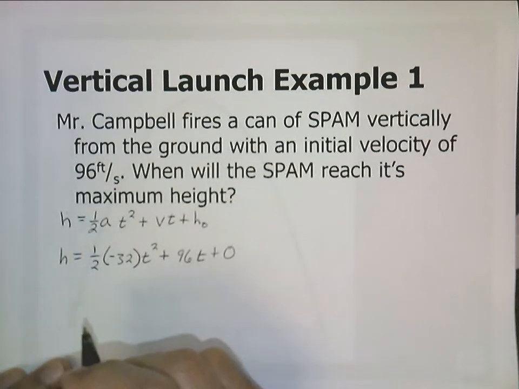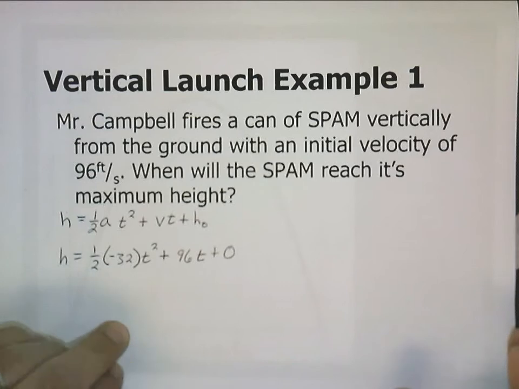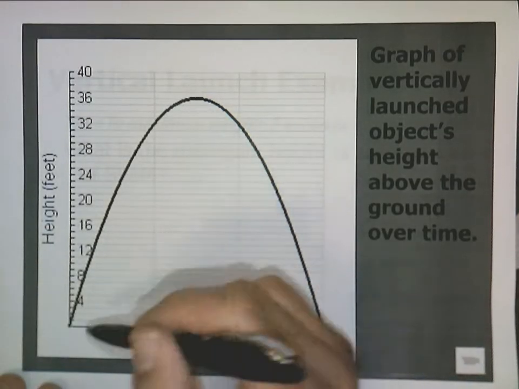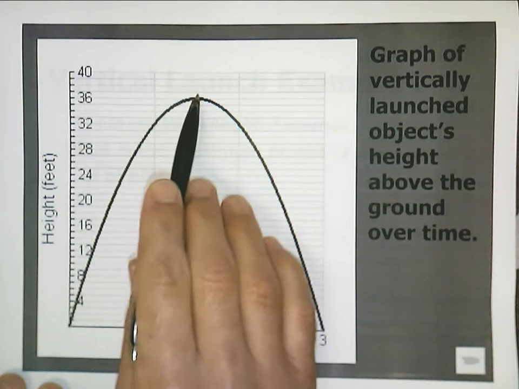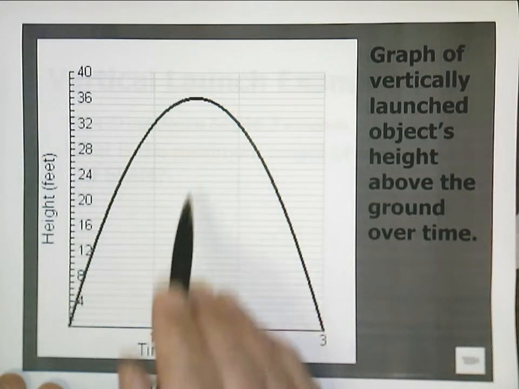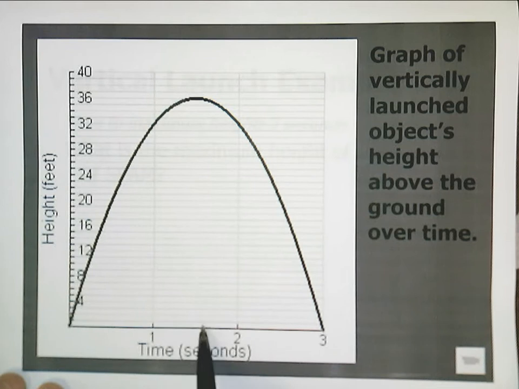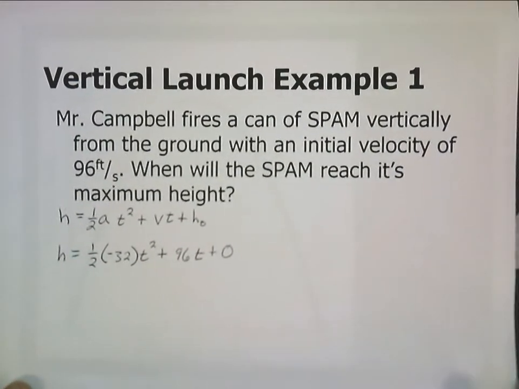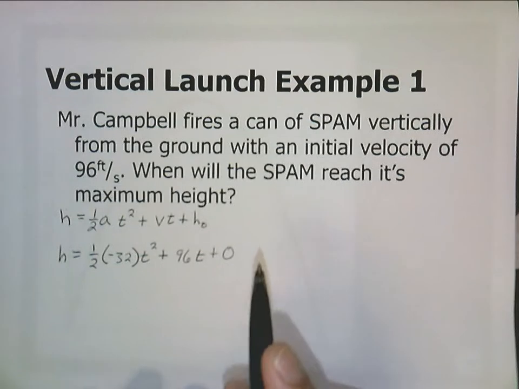And now, if we want to know the maximum height, keep in mind that the maximum height is always going to occur at the vertex. So the parabola is going to end up looking like this. The vertex is right there, and the vertex is always on the line of symmetry. So if we want to know the time that's going to take to get to that maximum height, we need to find the line of symmetry, which will also give us the t-coordinate of that vertex.